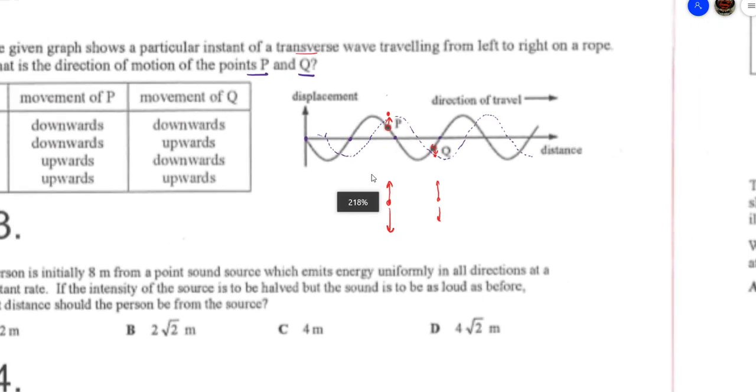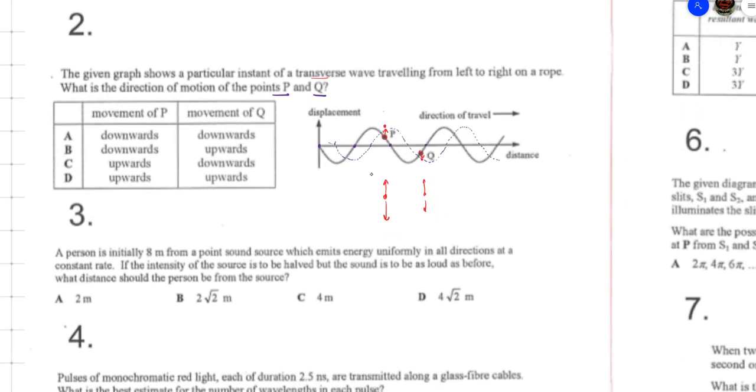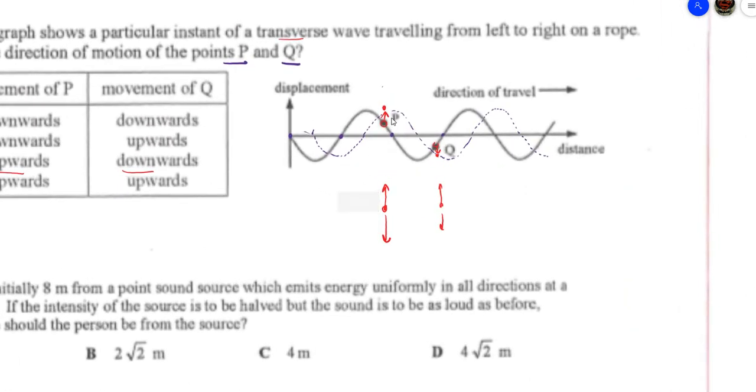So therefore, the answer is the following. P is going to go up and Q is going to go down. So the answer in this particular case is going to be C. Again, make sure when you're marking your work, you draw the wave in the future. So you move the wave in the future in this particular case.